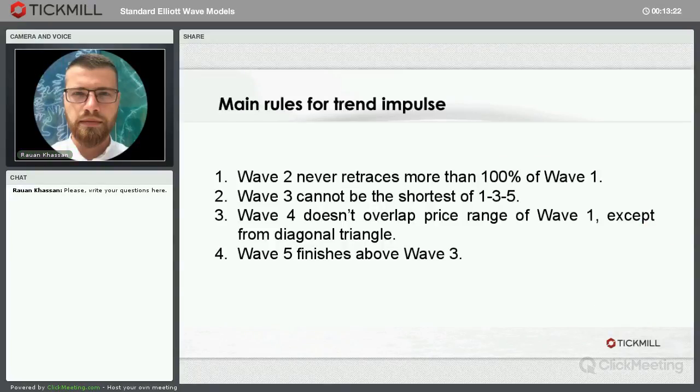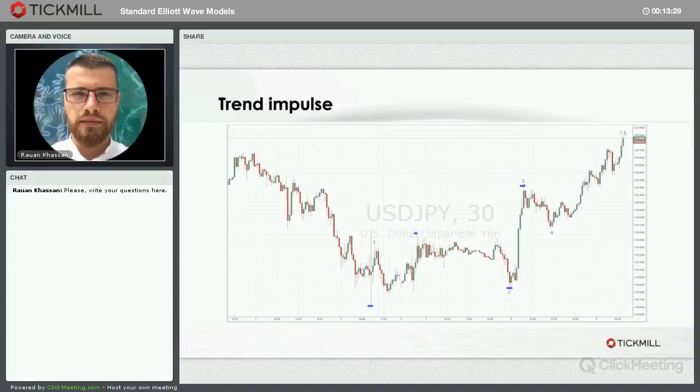Going next, wave 4 doesn't overlap the price range of wave 1. And here again you can see that the bottom of wave 4 is between 119.60 to 70, whereas the top for the first wave is below 119.60. So waves 1 and 4 do not overlap with each other, and this rule is being held correctly.